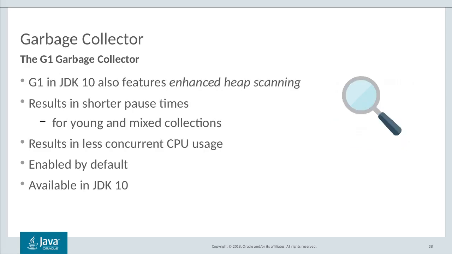The other nice enhancement to G1 in JDK 10 is the enhanced heap scanning. In order for G1 to be able to track the pointers between the different regions, it has to scan the heap quite a lot. This code is run very frequently, and for JDK 10 we took a long hard look at it and wrote it in the most optimal way we could think of. The result is that you will see shorter pause times for both young and mixed collections, and G1 will also use less concurrent CPU usage. This is also enabled by default. There are no flags that need to be set to use this feature, and it's available in JDK 10.